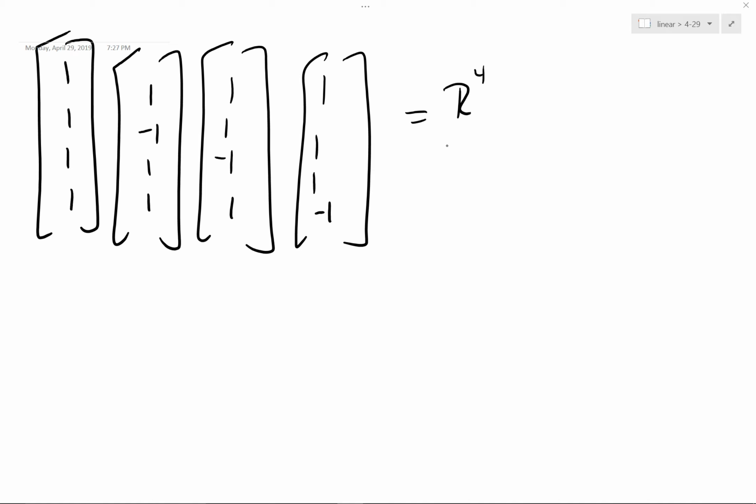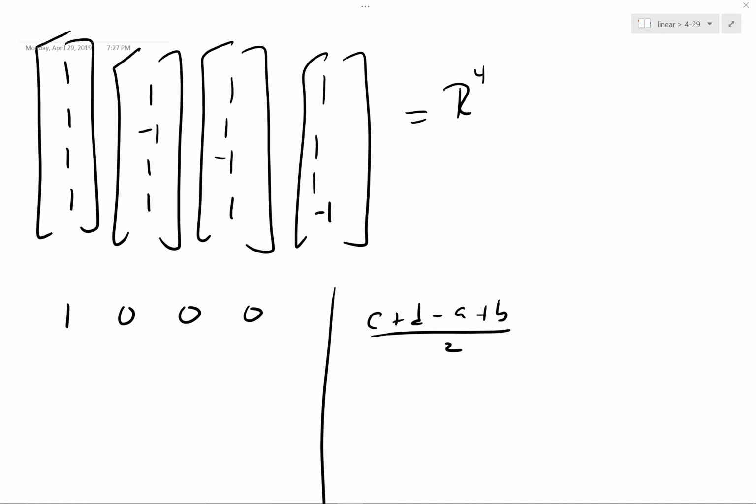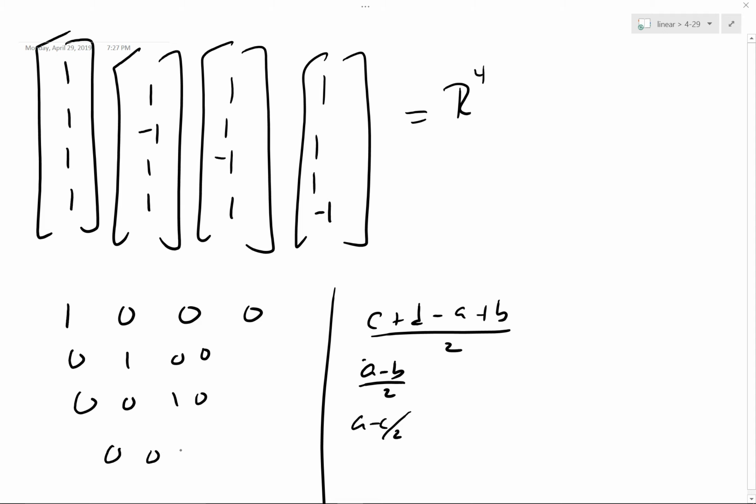So if you chase this all the way down, you finally get down to a situation like this, where it's 1, 0, 0, 0, and it becomes C plus D minus A plus B over 2, and 0, 1, 0, 0, A minus B over 2. 0, 0, 1, 0, it's A minus C over 2. And then 0, 0, 0, 1, A minus D over 2. If you pick A, B, C's, and D's, you can get it to work, and that's great.